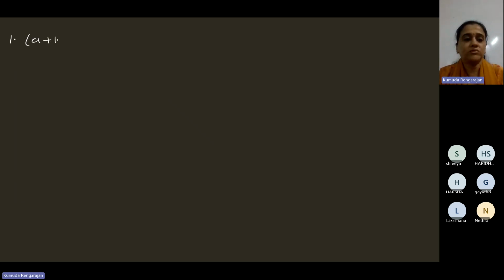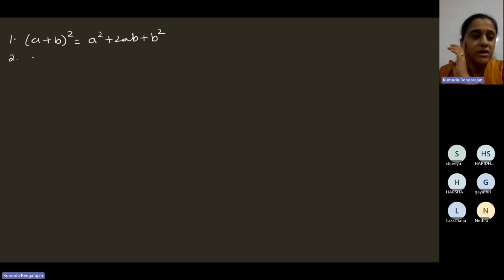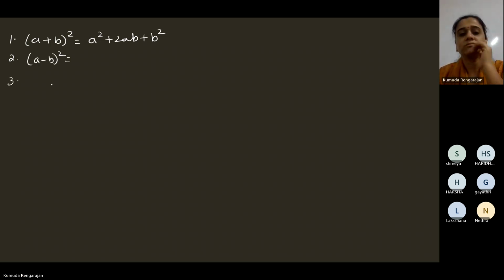What is a plus b the whole square? We started with this one. Haridarshan, a minus b the whole square. A plus B plus A minus B, ma'am. No. A minus b the whole square. Lakshana? A square minus 2AB plus B square, ma'am.